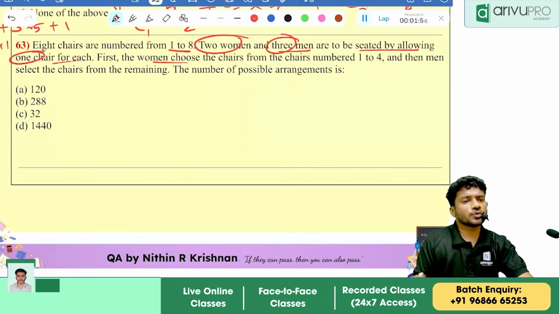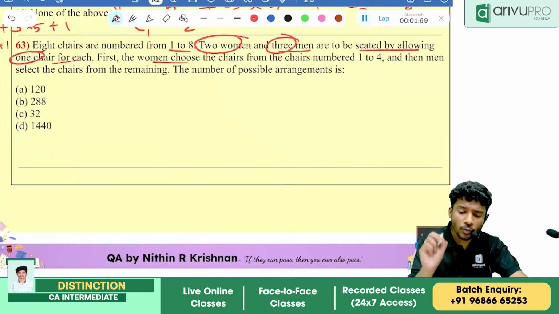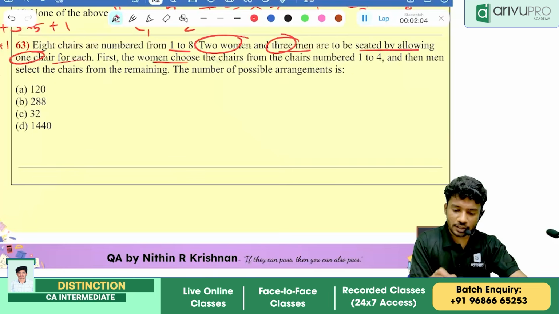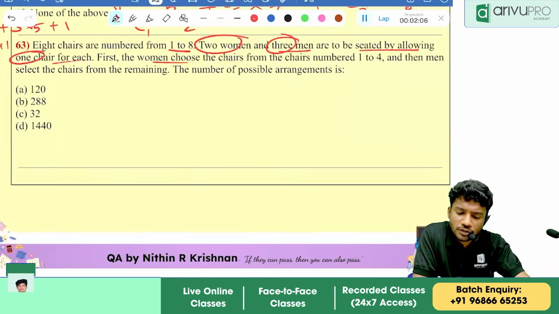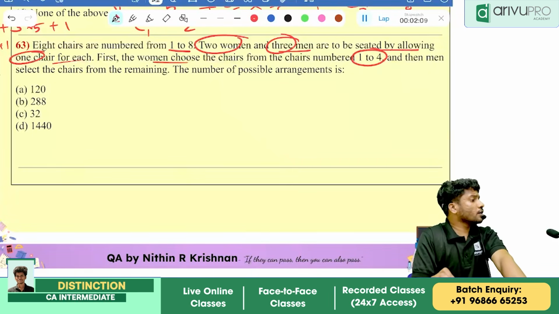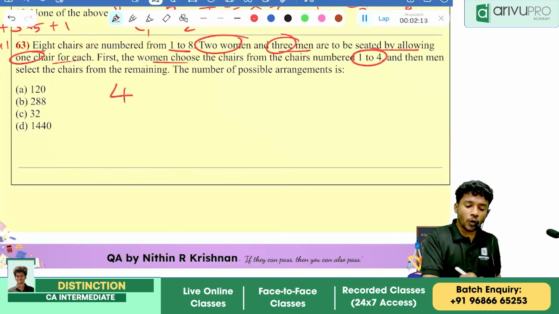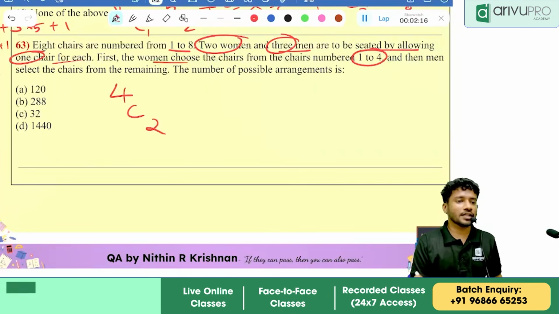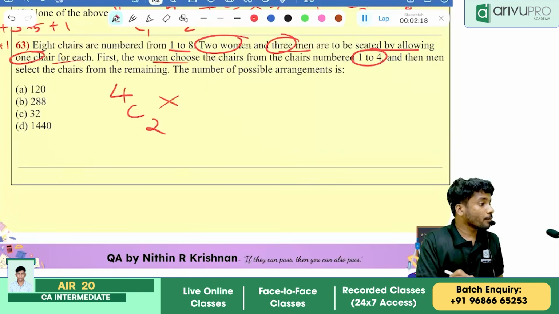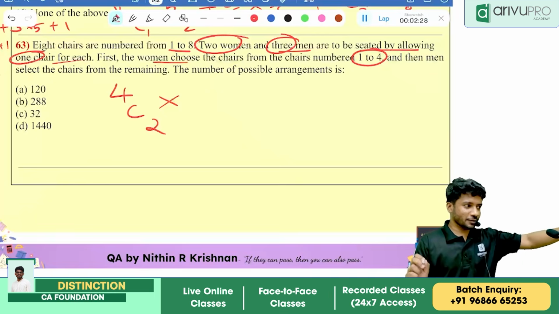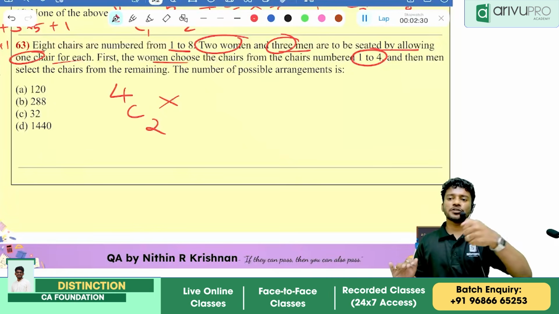First, the women choose. How many women are there in total? 2 women are there in total. Now you tell me, they choose from chairs numbered from 1 to 4. So, how many ways can they select? Yes, 4C2 ways they can select. That's the shortcut I was talking about. 4C2 ways they can select.